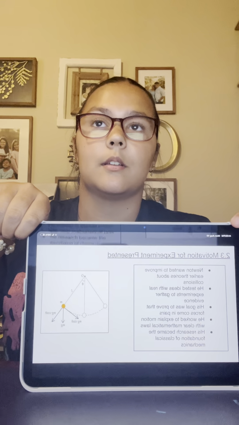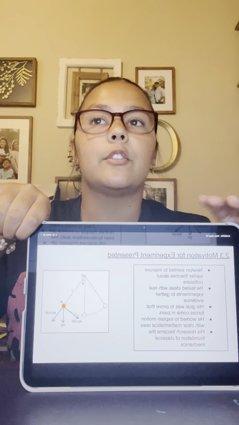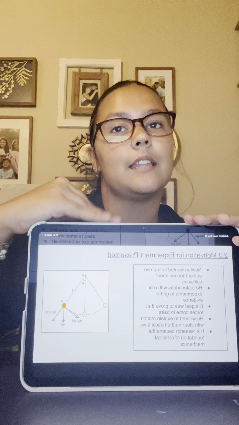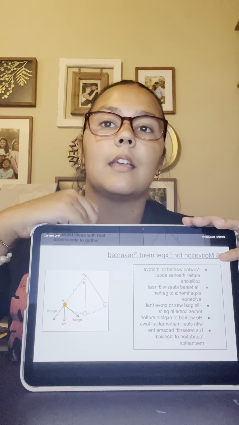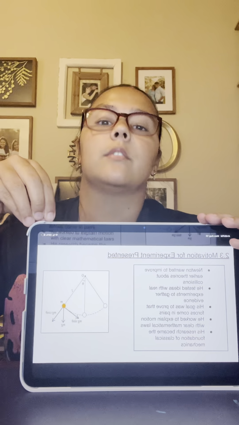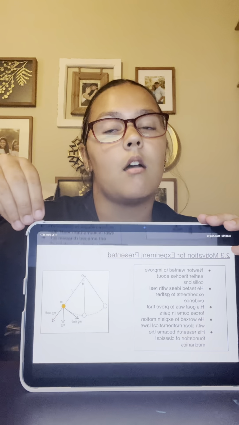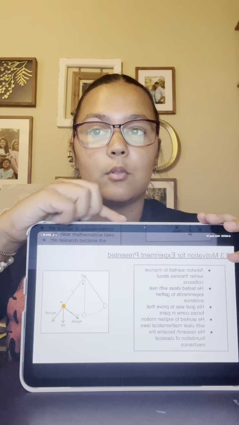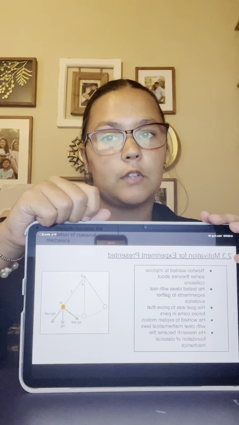Motivation for the experiment. Newton wanted to improve earlier theories about collisions. He tested the ideas with real experiments to gather evidence, and his goal was to prove that forces come in pairs, so there's always the AB or BA. He worked to explain motion with clear mathematical laws, and his research became the foundation of classical mechanics.